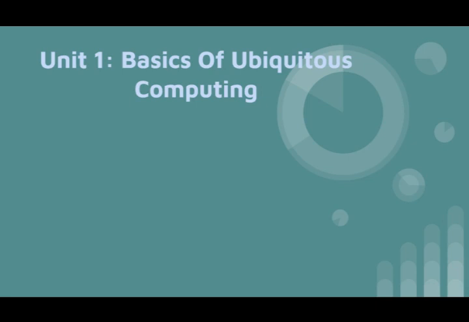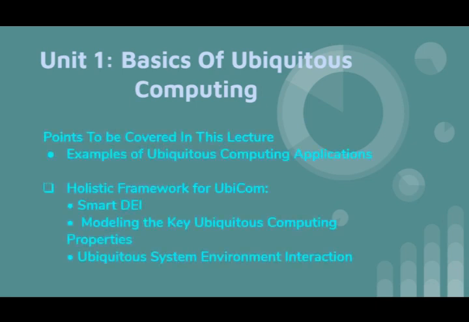In this video, we are going to cover the points: examples of ubiquitous computing applications, and a second point which is pretty important, the holistic framework for UbiCom. It contains three sub-points: the smart DEI, modeling the key ubiquitous computing properties, and the third one, ubiquitous system environment interactions. We will study these three points in detail in our video. So we will start our topic.